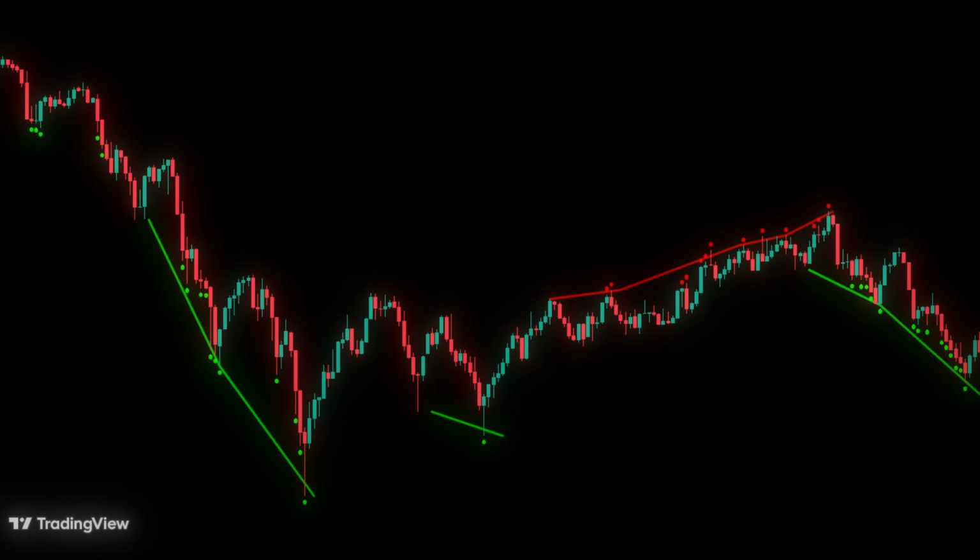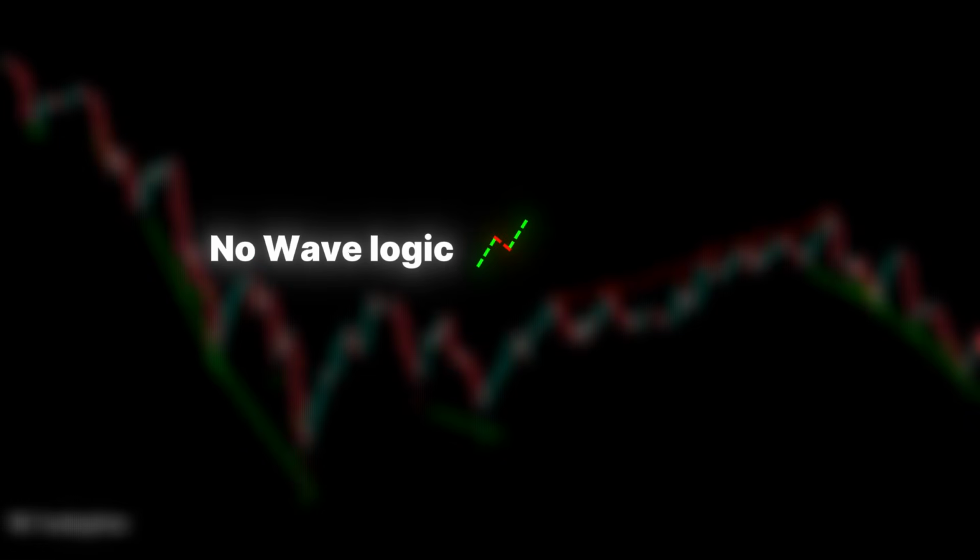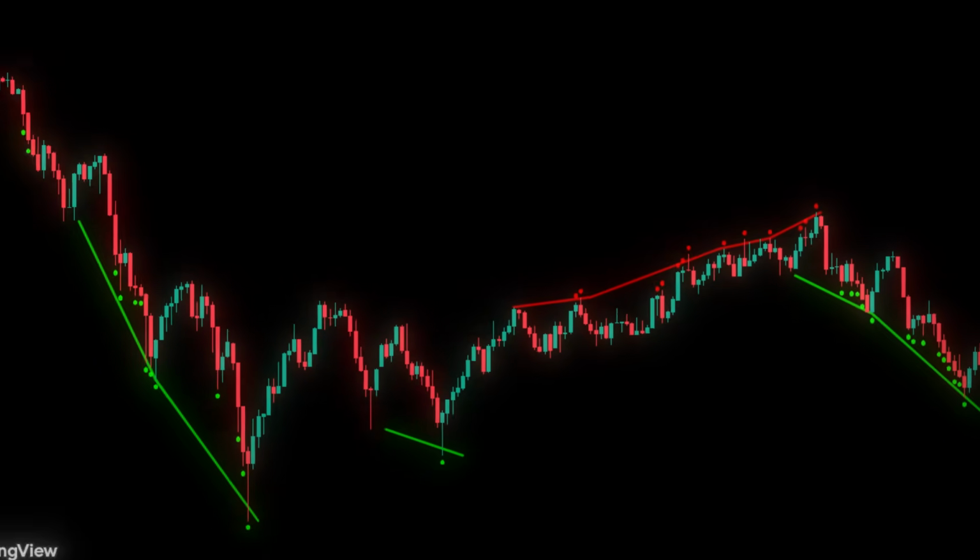The reason most traders lose money trading divergence isn't the concept. It's that they have zero structure around it. No wave logic. No momentum confirmation, just dots. The VUBIS divergence wave pattern generator solves this at the core level.